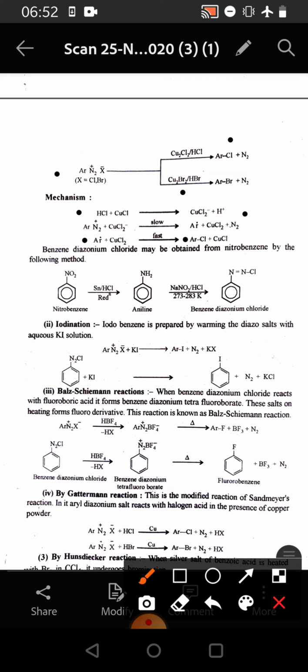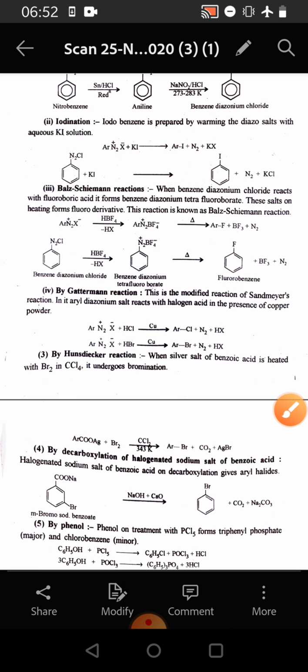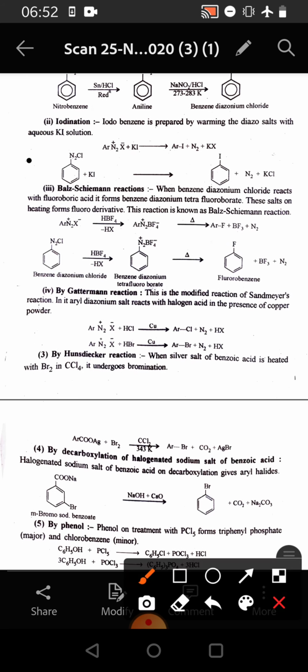Benzene diazonium chloride may be obtained from nitrobenzene by the following methods. So nitrobenzene reacts with tin and HCl, undergoes the reaction and forms aniline. Then aniline reacts with NaNO2 in the presence of HCl at 273 to 278 Kelvin to give benzene diazonium chloride. If we come to iodination, then iodobenzene is prepared by warming the diazonium salts with potassium iodide, and we get iodobenzene. Third reaction we take is the Balz-Schiemann reaction.